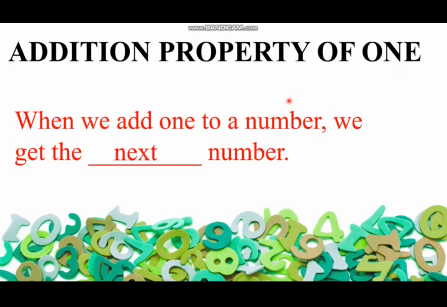So, when we add 0 to a number, we get the same number. That is the addition property of 0. And when we add 1 to a number, we get the next number. That is the addition property of 1. So, you will remember these things.